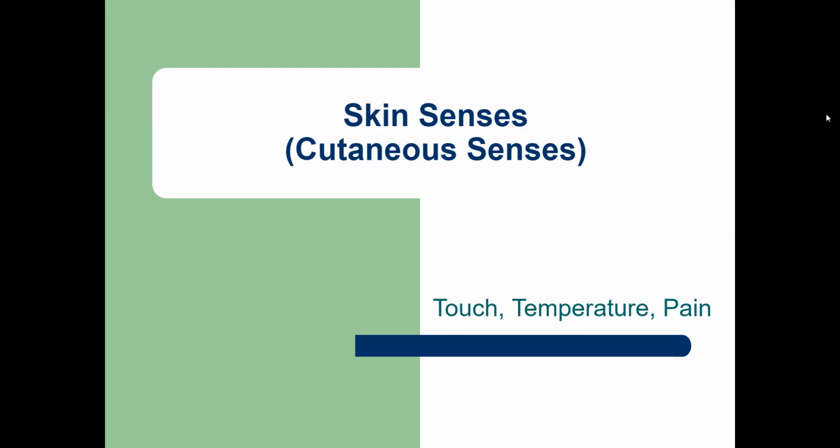So a lot of us think that our skin is kind of like a canvas rather than a sense, but it's actually our largest sensory system. It's draped over the body with receptors for touch, temperature, and pain. And these three kinds of receptors form the cutaneous senses. But I'll probably just refer to them as the skin senses.